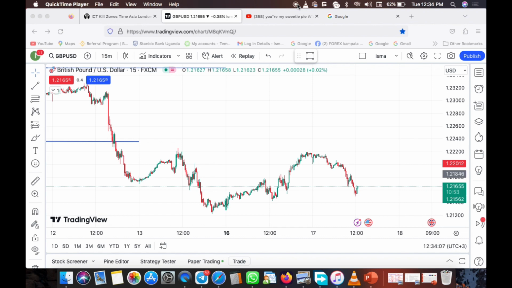GMT plus 3. That's the Ugandan time. So you can just subtract 3 to get it to the London time or GMT. Okay. Now, after that, the next session comes out to be London. So London remains a session of its own, besides it being a trading city or center.